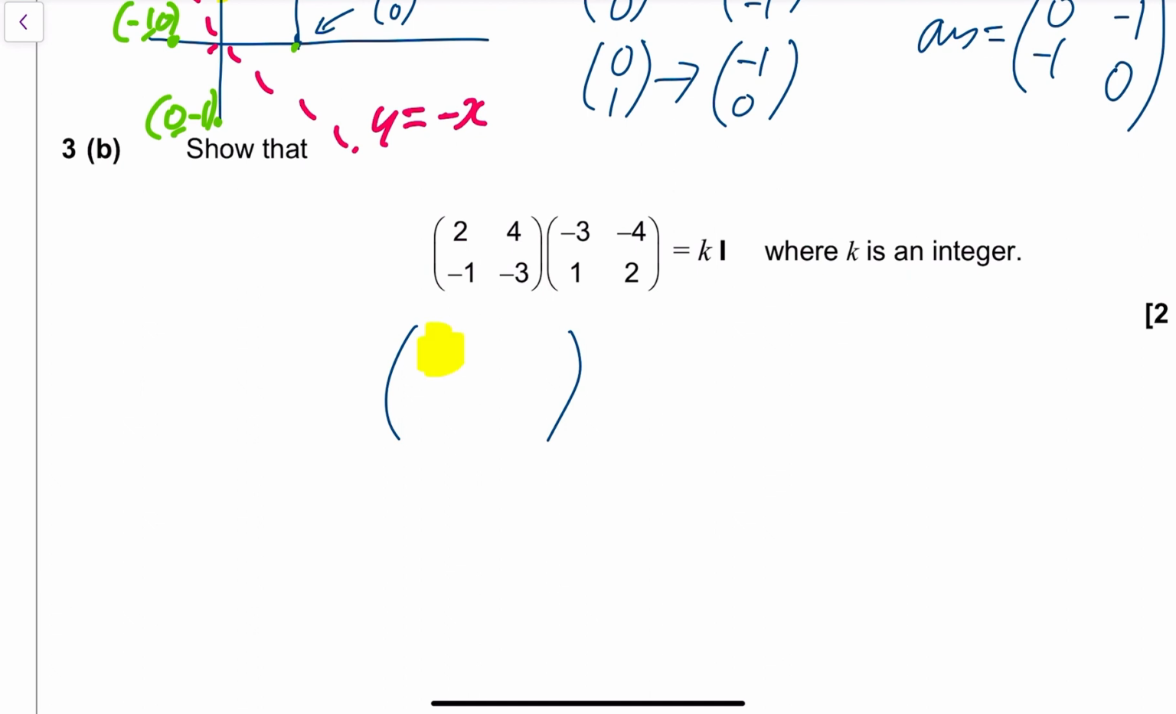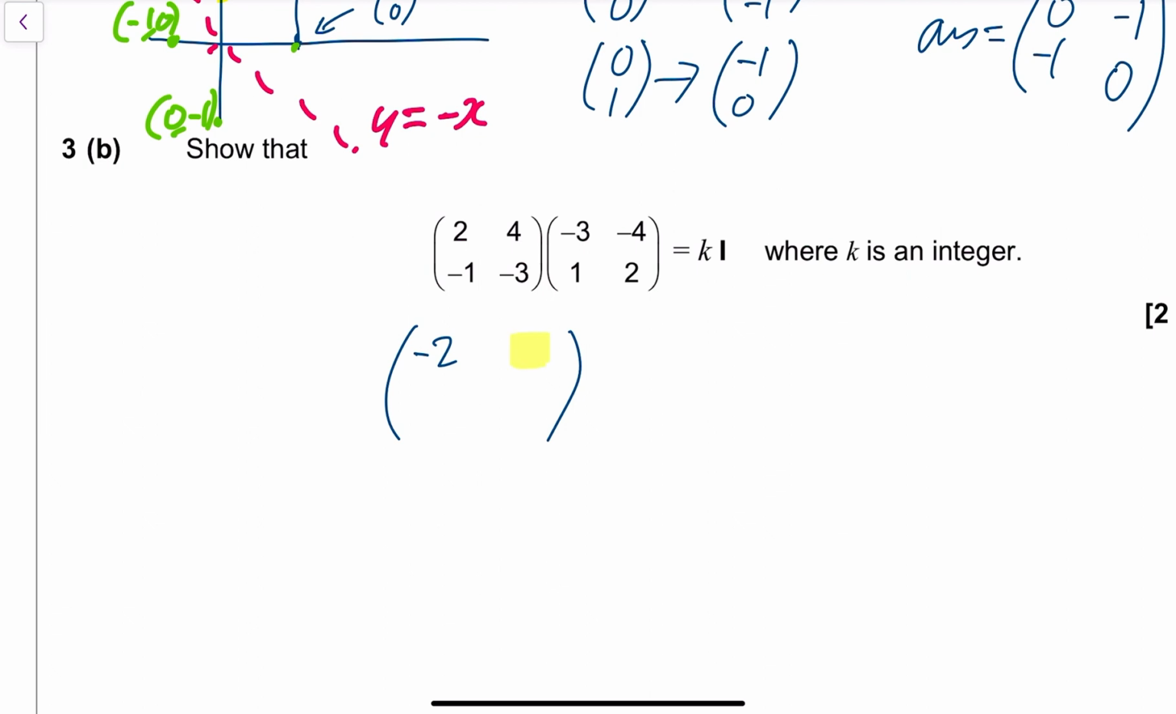This element here, it is the top left, but the way we're going to think of it is first row times the first column. So you multiply your first row by your first column. If you do that, what you will get is 2 times minus 3, which is minus 6, and 4 times 1 is 4. Minus 6 plus 4 is minus 2.